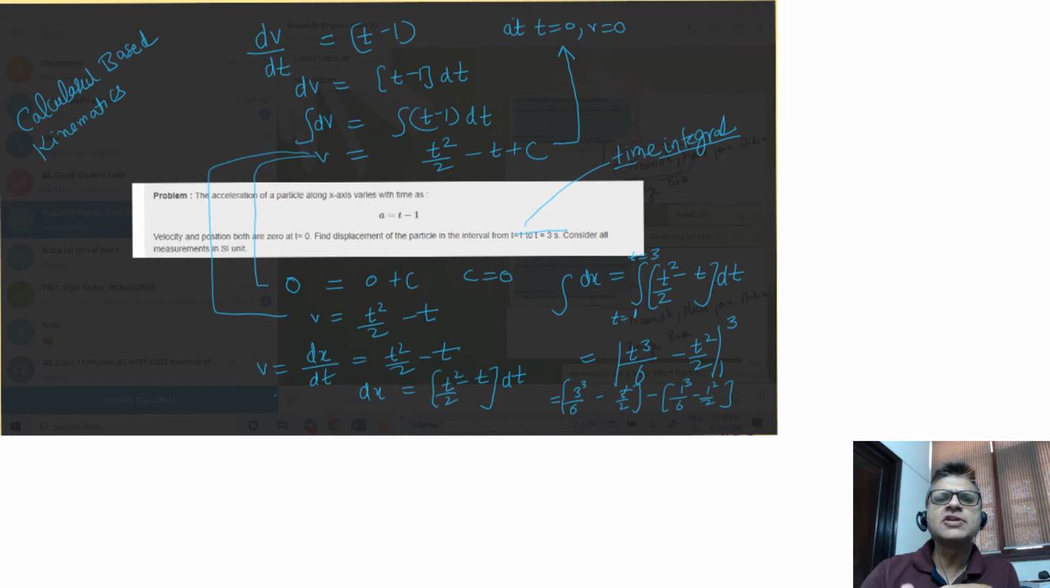So you have to see the upper part of the interval is 3 seconds and the lower part is 1 second. What you have to do is calculate the value of the expression at t is equal to 3 seconds, then at t is equal to 1 second, and subtract the two. That will tell you the difference in the position. So you have to calculate x3 minus x1, where 3 and 1 represent time.